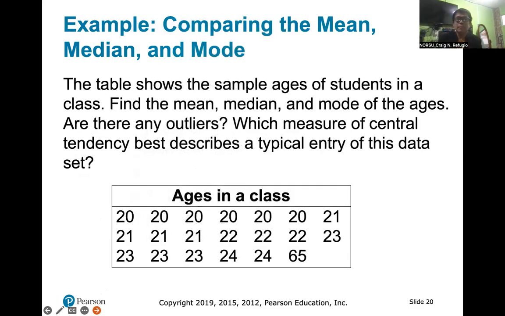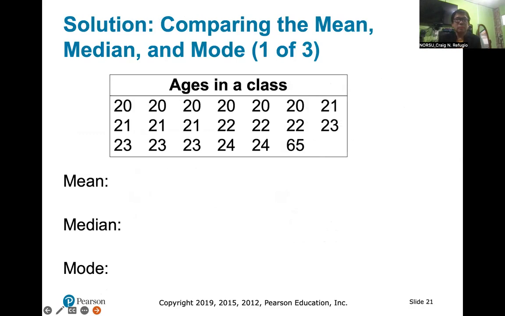So comparing the mean, median, and mode: the table shows the sample ages of students in a class. Find the mean, median, and mode of the ages. Are there any outliers? Which measure of central tendency best describes a typical entry of this data set? So calculating.